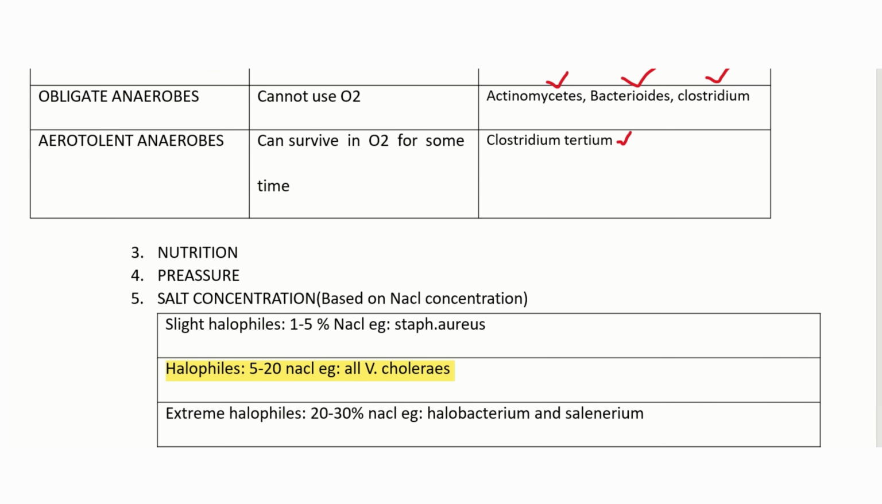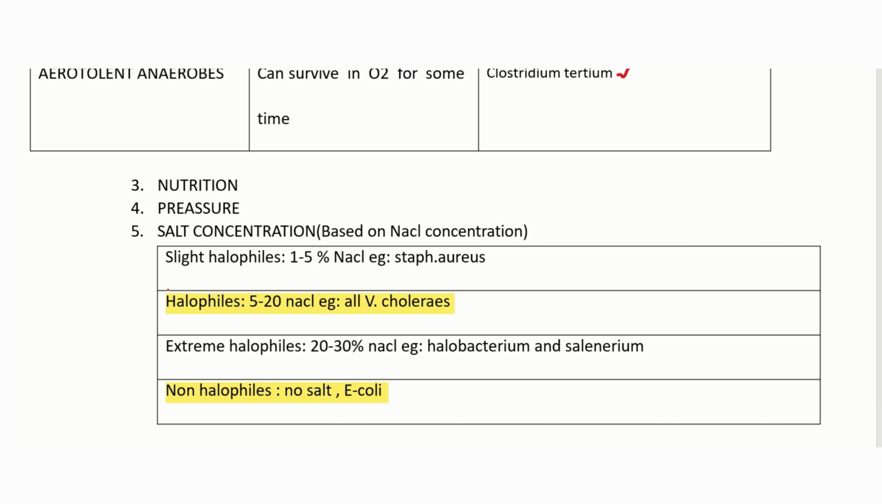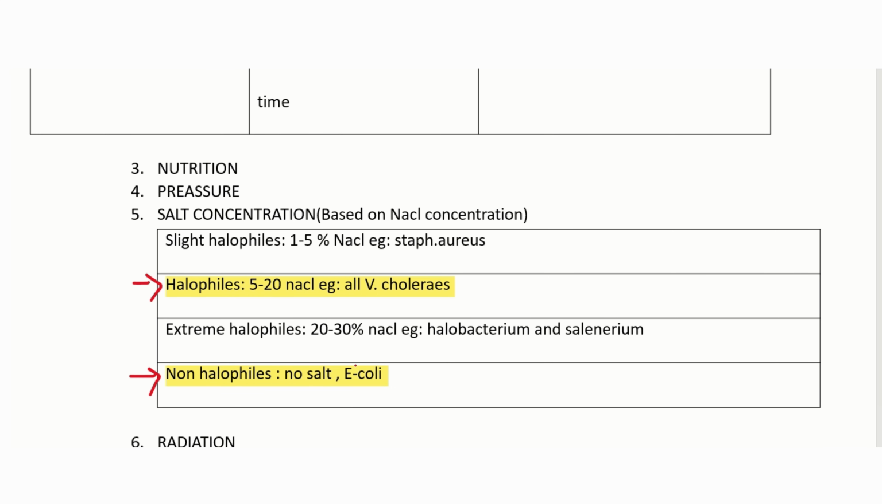The next one is nutrition and pressure. That is not much important. The salt concentration is also not much important. You have to remember these halophiles and non-halophiles. So halophiles means 5 to 20% NaCl. They're usually Vibrio cholerae, and non-halophiles means no salt, that is E. coli.